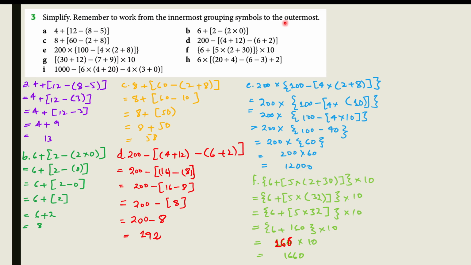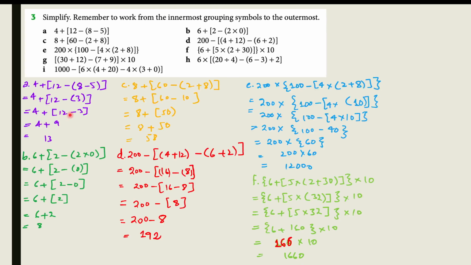So let's just take a start. The very first expression we have is 4 plus, then the square bracket opens, 12 minus, the parenthesis opens, 8 minus 5, the parenthesis closes, and so does the square bracket. So we start with the innermost, which is 8 minus 5 in the parenthesis. When we solve it, 8 minus 5 is equal to 3. So when we express it, it would be 4 plus, in the square bracket, 12 minus 3.